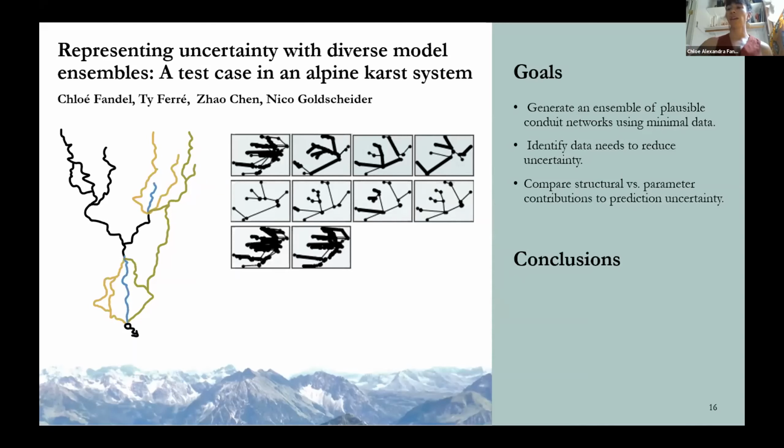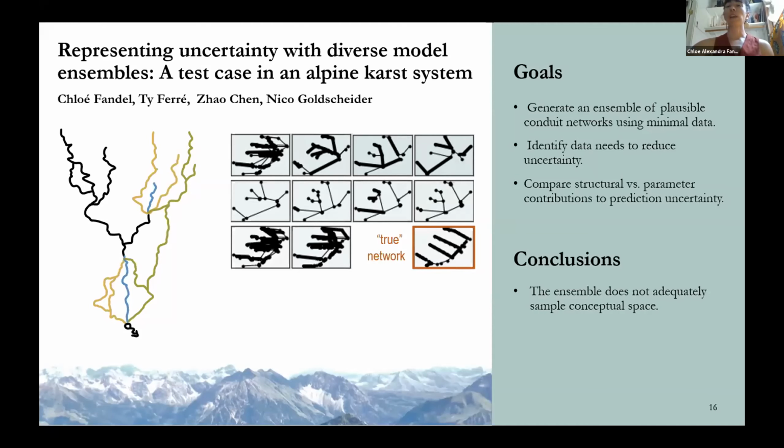the geologic setting. But our first finding is that if you look at the true network, so this is what we know the network looks like based on mapping and tracer tests, none of the networks that we generated look like the true network, which means that our process for generating this ensemble isn't doing a good enough job of sampling the range of possibilities. So what I'm currently working on is revamping that whole network generation process to do a better job. But even given that, we found some really interesting stuff.